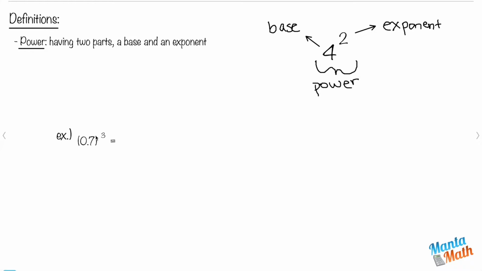So let's do some examples. First example is 0.7 to the third power. You can separate this into 0.7 times 0.7 times 0.7. Okay, it's probably a good time to get out your calculator. And I can tell you that once you multiply it together, it equals 0.343. That's your answer.